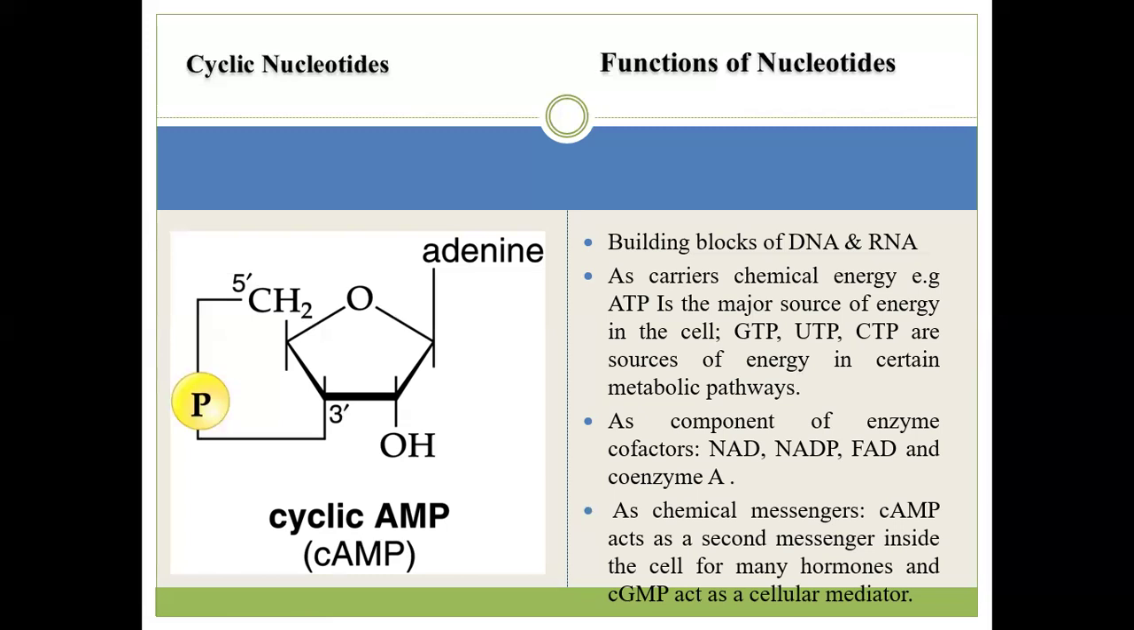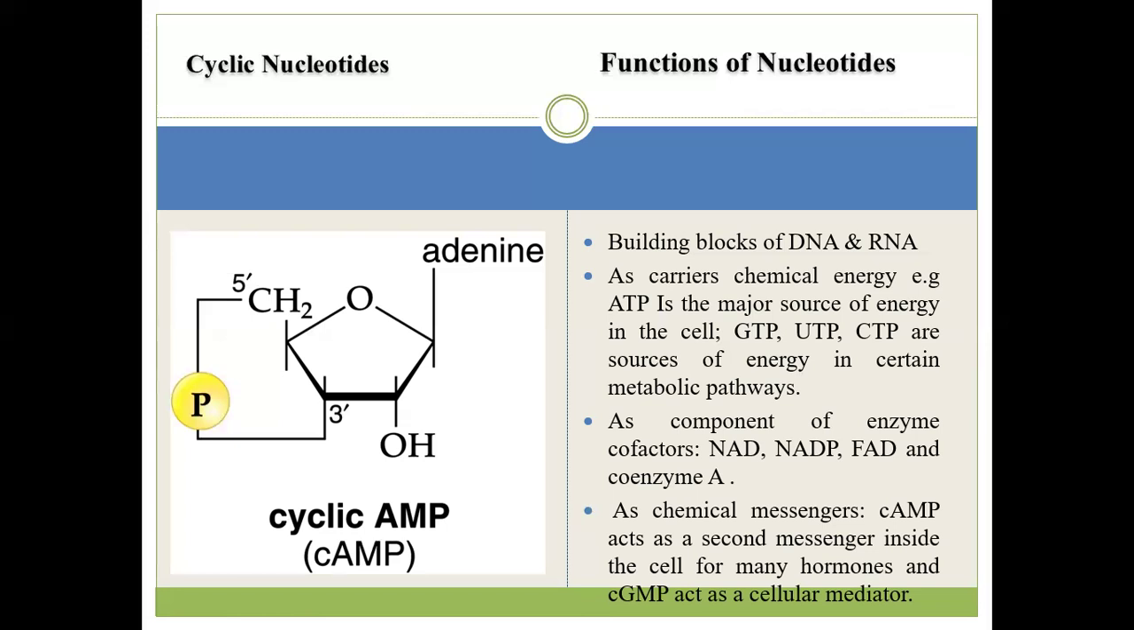So we talked about the functions of nucleotides. One of the functions, which we are trying to explain here, is that they form the building blocks of DNA and RNA. We all know that, right? Another one is that they are carriers of chemical energy. For example, ATP. I already explained how ATP is used as a major source of energy in the system. ATP can also be GTP, UTP, CTP, but most commonly ATP is used. But any of them can be used as a source of energy.